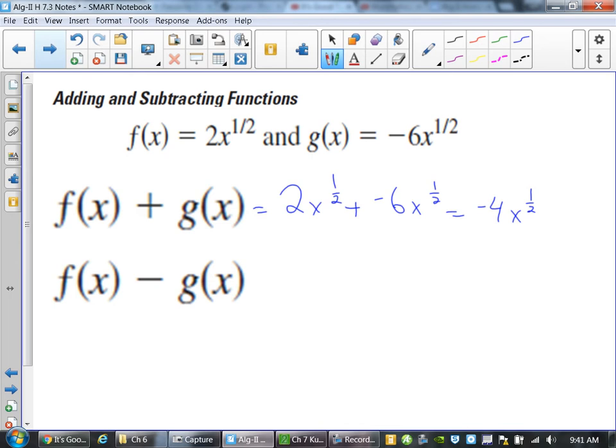What do you think the subtraction is going to look like? Same thing, with the same change opposite thrown in there. So you have 2x to the 1/2 minus the -6x to the 1/2, and you get 8x to the 1/2. Very good.